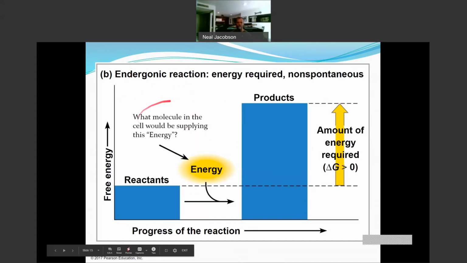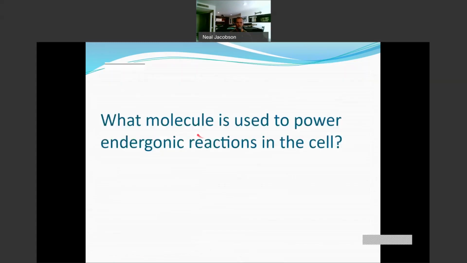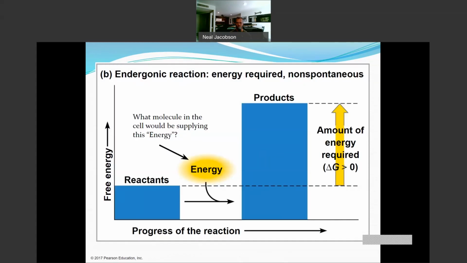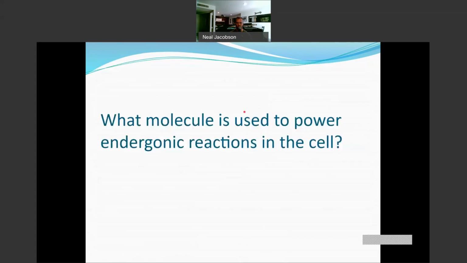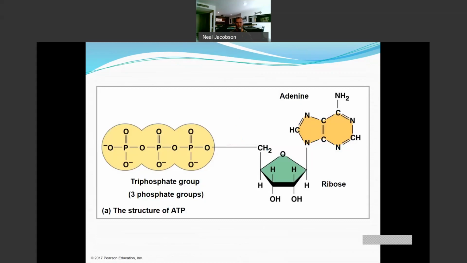Now we ask this question: in the body, what molecule in the cell would be supplying this energy? Let's say that you are a plant and you're trying to convert sunlight and carbon dioxide and water into sugar. What molecule is supplying the energy in that system? It's going to be the sun. That's right. Now, inside of a body like ours, we're going to use a different molecule to fuel our endergonic reactions. So what molecule is fueling endergonic reactions? That molecule is going to be ATP.